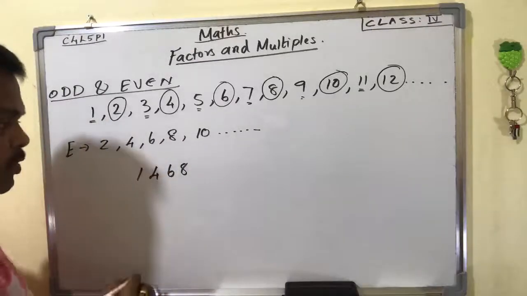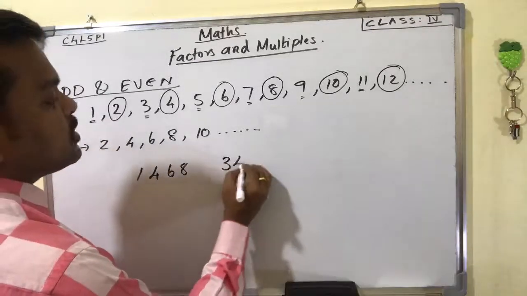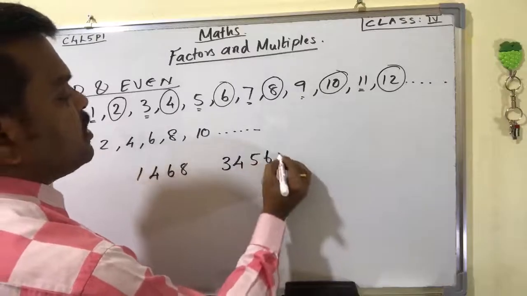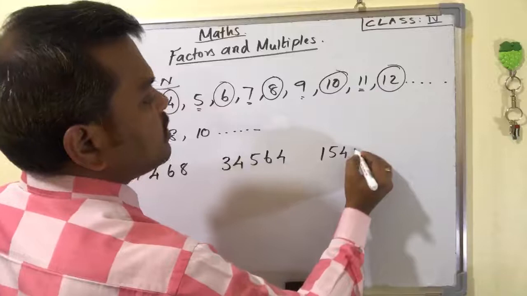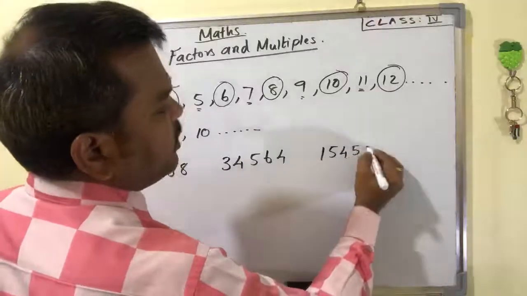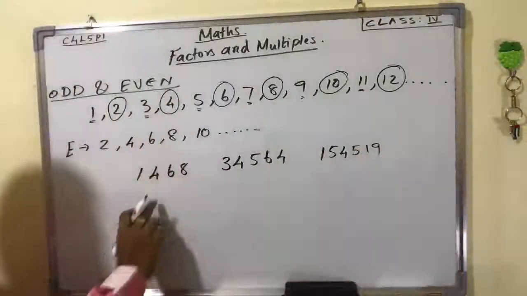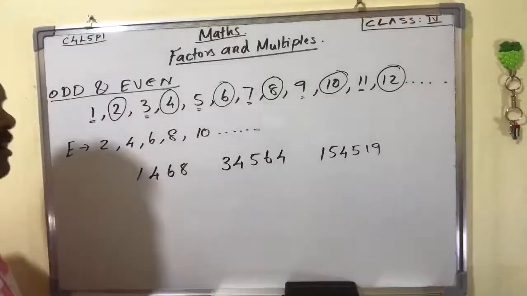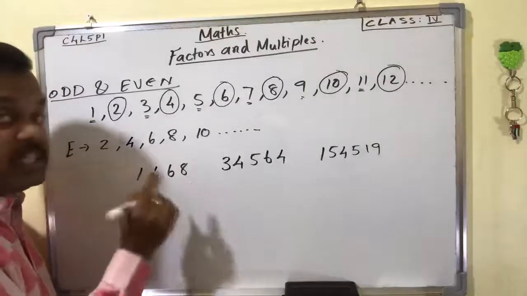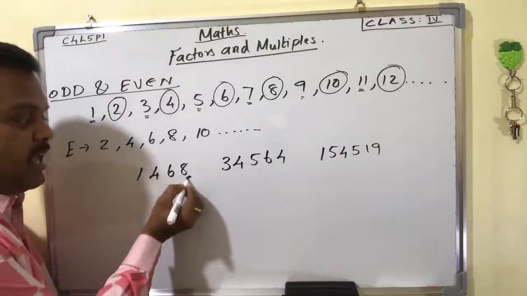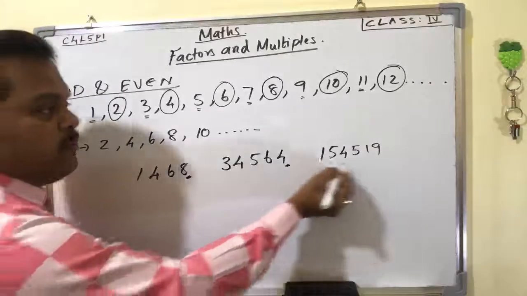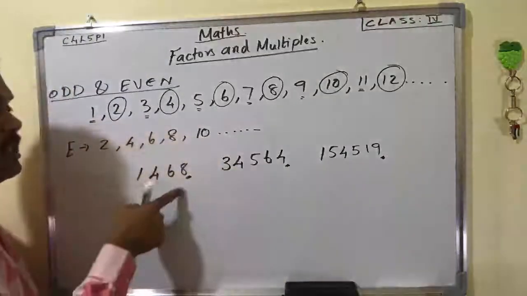1468, and 34,564, and 1,54,519. Three numbers I wrote. Check the last digit. Last digit means ones place. What is the number in the ones place? Here 8, here 4, here 9. Okay, check the ones place.